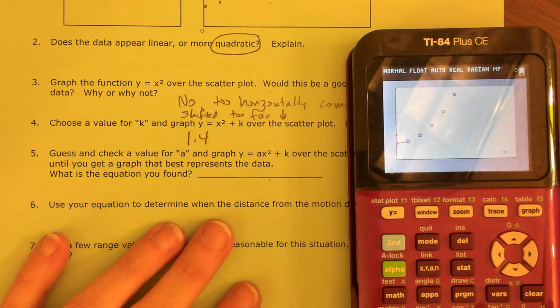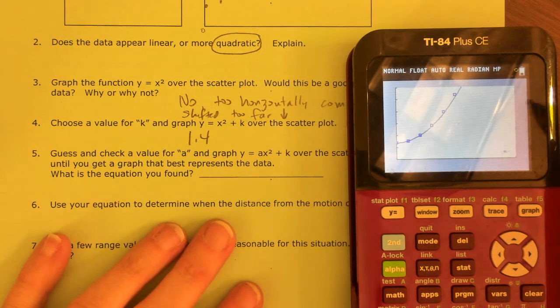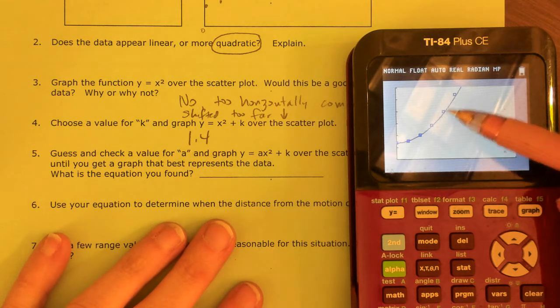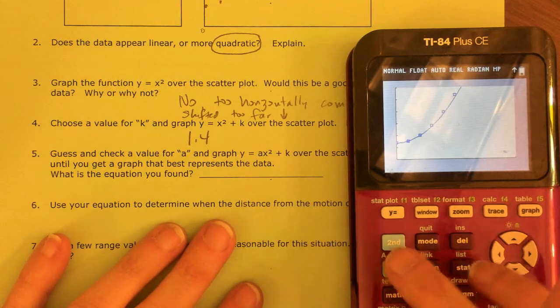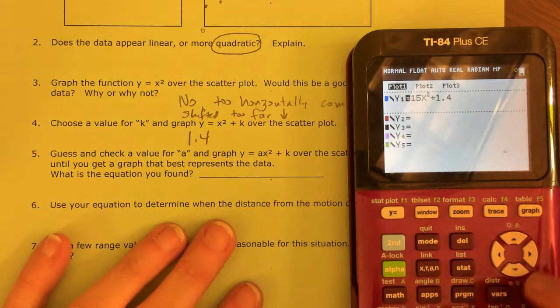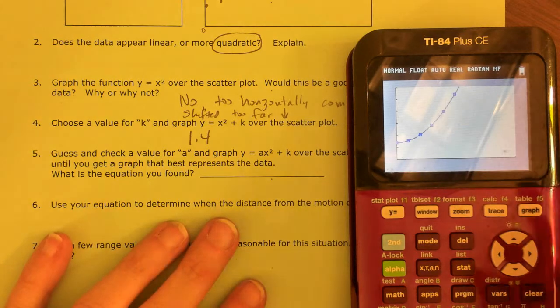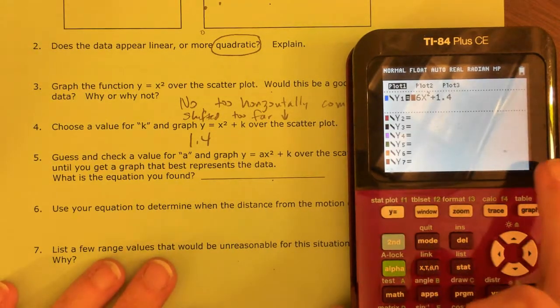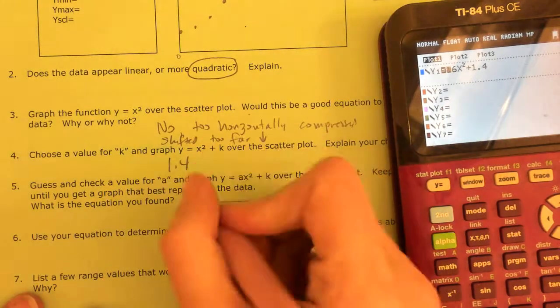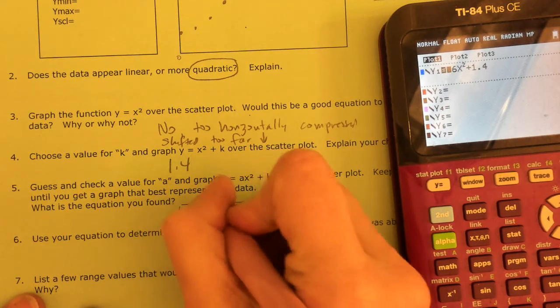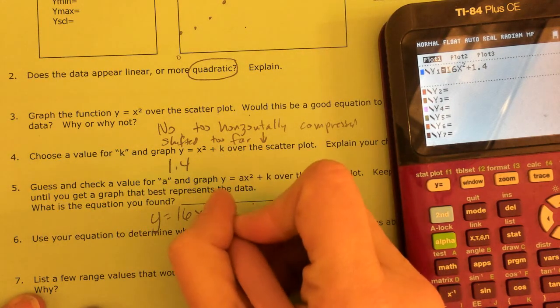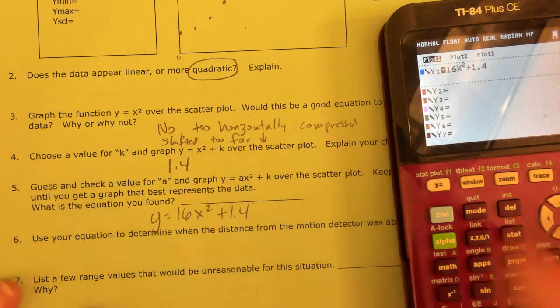All right, let's take it up another notch. Let's do 15x. That looks pretty good, but let's try 16. It looks like if I go just a little bit closer, let's try 16x. Okay, that looks really good. That looks like it's going right through those points. So the equation that I found by messing around was y equals 16x squared plus 1.4.